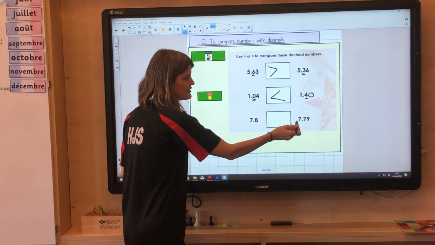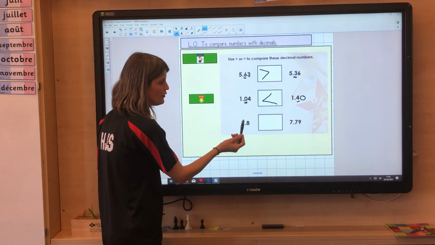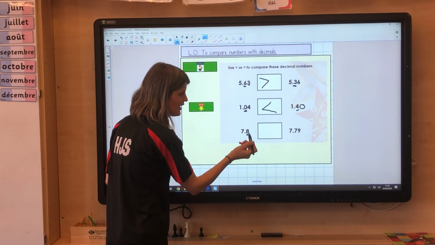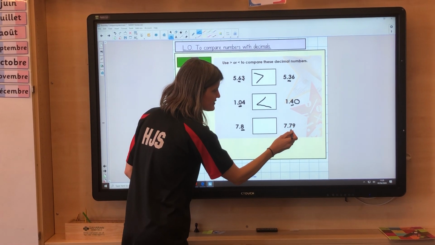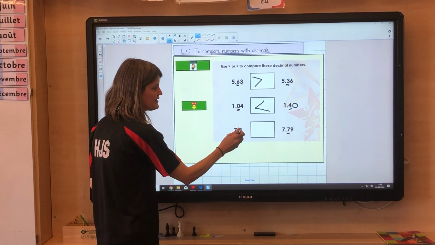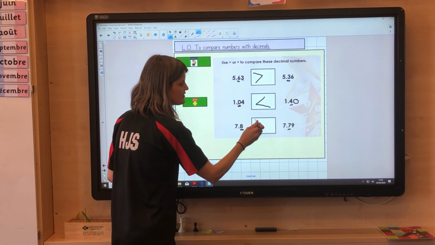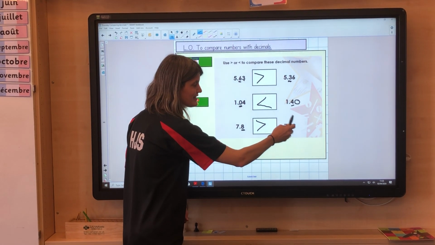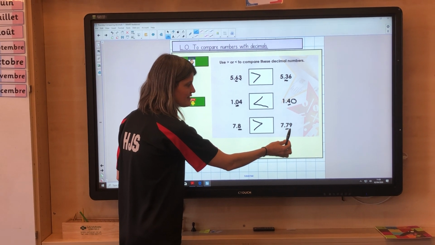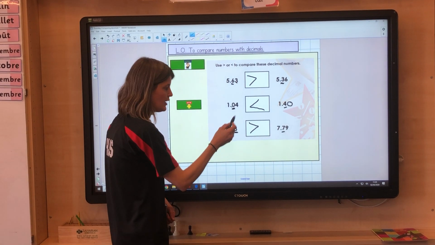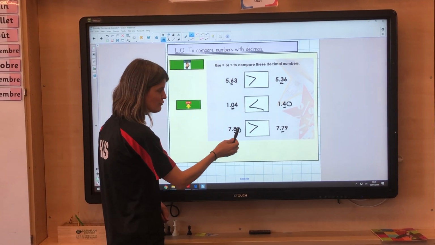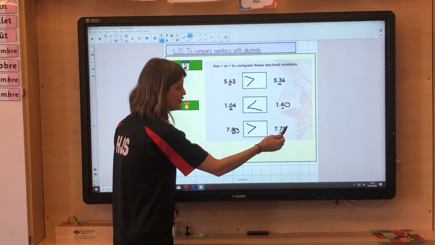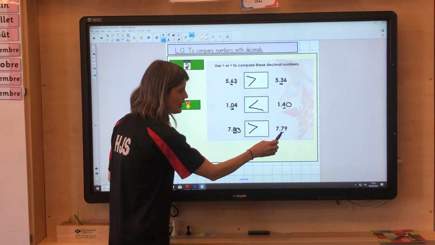7.8, 7.79. They've both got the same number of ones. This has 8 tenths. This has 7 tenths. 8 tenths is bigger than 7 tenths. Again, don't be fooled by thinking that this number is larger in value because it has a digit in the hundredths column. We could have put a 0 there to show that there are no hundredths. 7.80 and 7.79. It is the tenths that we're comparing.